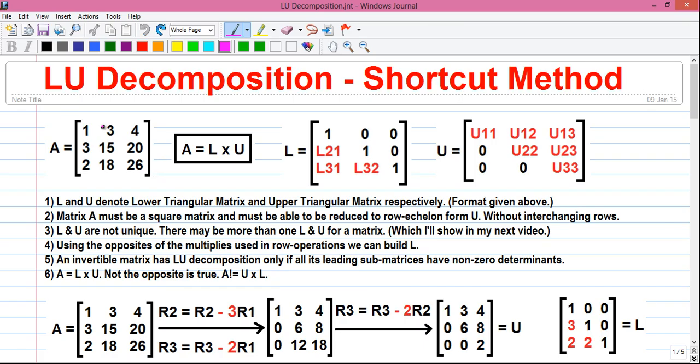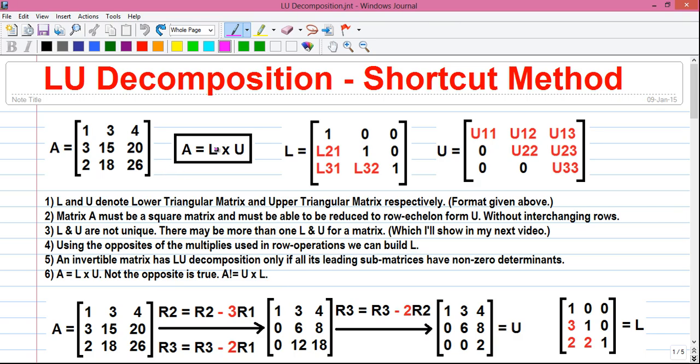And each element in a matrix has a coordinate to represent it. For example, the element 1 has a coordinate of A11, that is first row, first column. Similarly, let's say for this element the coordinate is A23, that is 2 for second row and 3 for third column. And these are square matrices where number of rows and number of columns both are equal, that is 3.